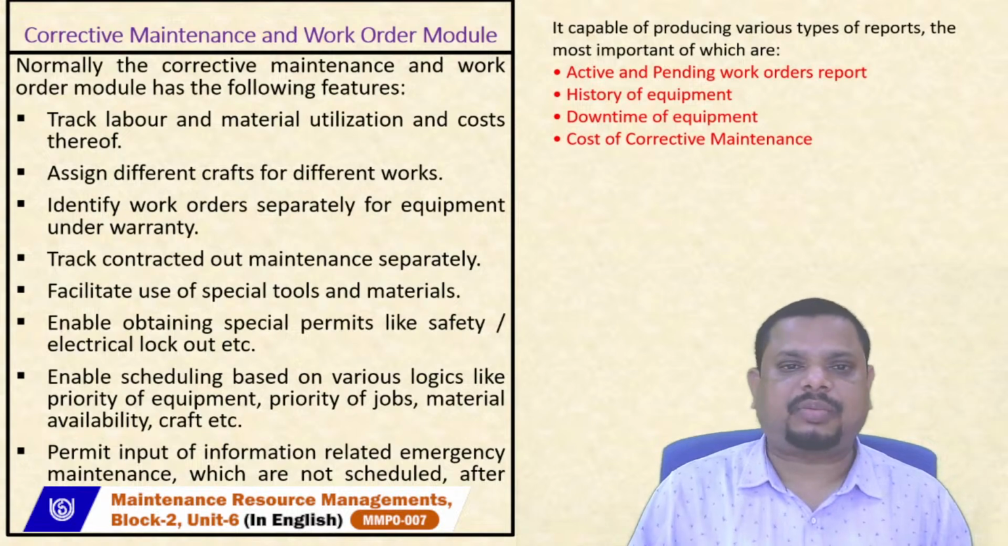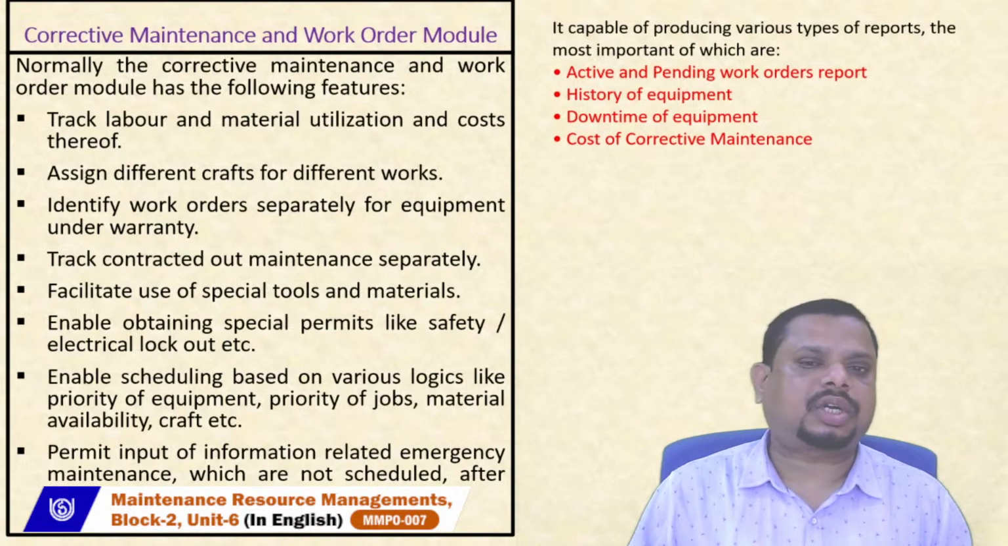And what different reports should be generated under these modules? The first is active and pending work order reports, then history of equipment, downtime of equipment, and cost of corrective maintenance. These four categories of reports are basically generated under the corrective maintenance and work order modules.